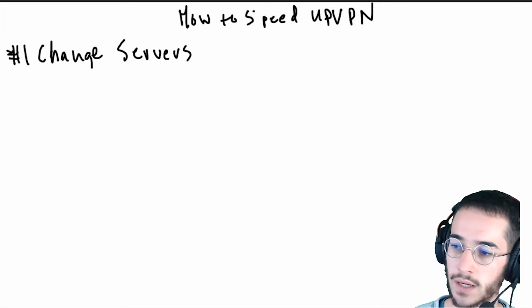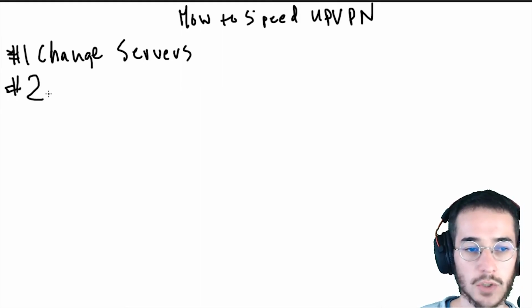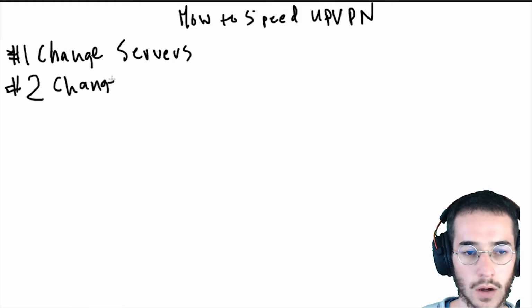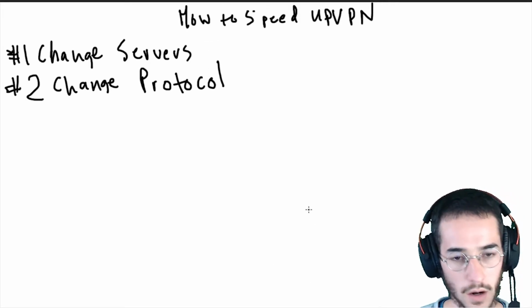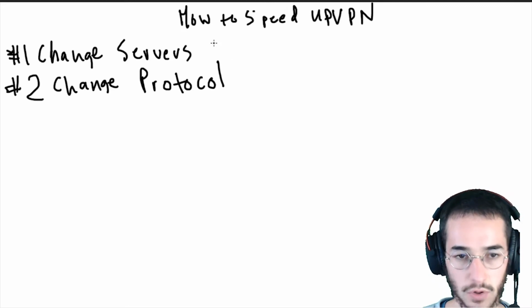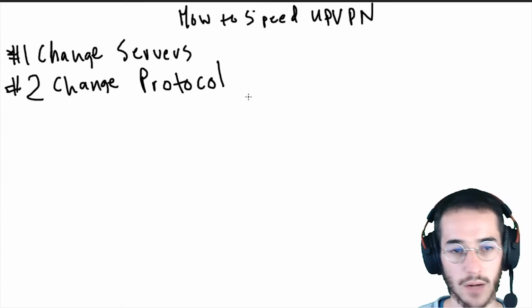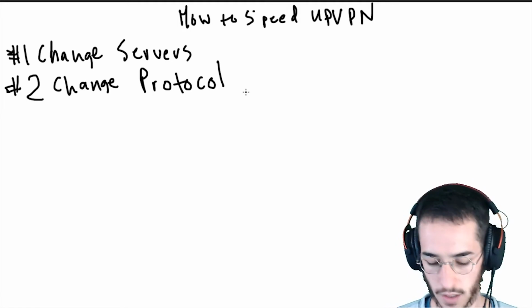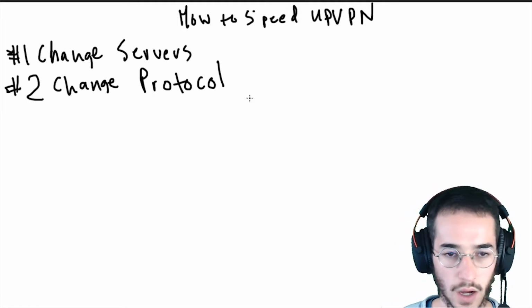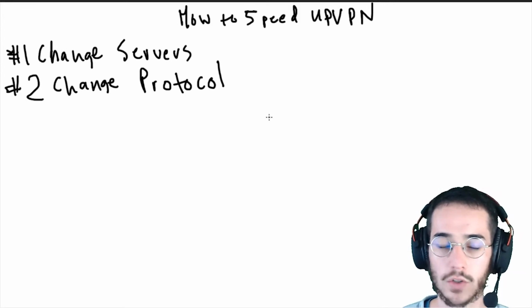Now, the second one might not be as obvious. Number two, change protocol. So what kind of protocol are you using with your VPN? Are you using the standard VPN protocol that just comes with your app? Some VPNs let you customize the kind of protocol you can have. Some don't. So depending on your VPN, this one is going to be helpful or not really helpful. But you really want to pick a VPN that allows you to customize your protocol, because that's going to give you more control over your speeds.